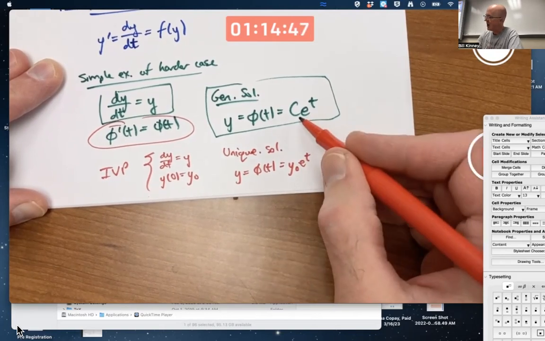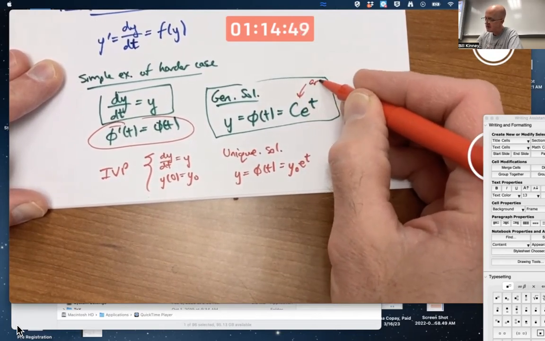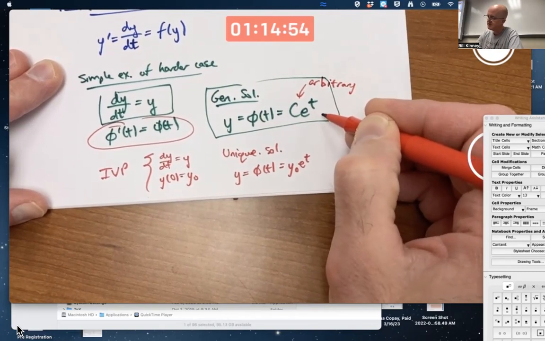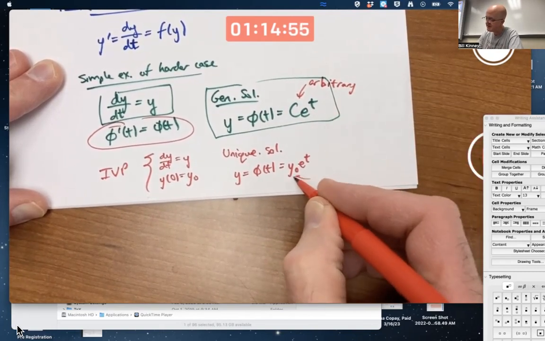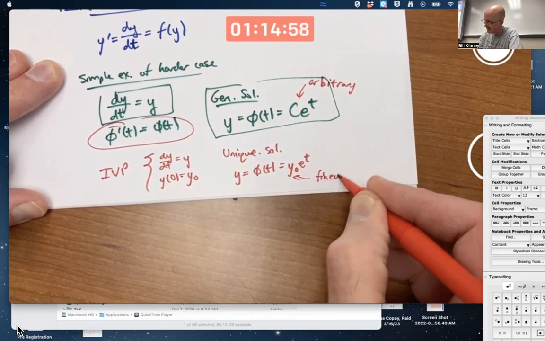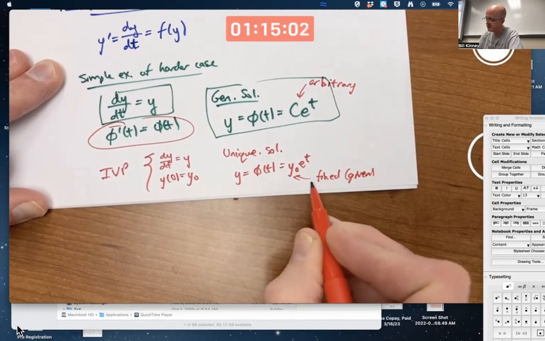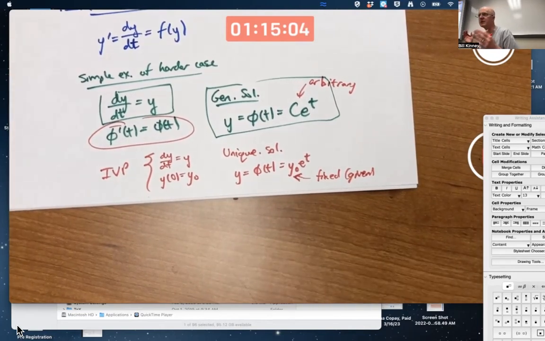Here I'm thinking of c as arbitrary, so it can be anything. So this represents infinitely many solutions. Here I'm thinking of y0 as fixed or given. So I'm thinking of this as just one function. But of course, y0 could be anything, so it could represent infinitely many answers. It's all in how you think about it, whether something's a constant or arbitrary.